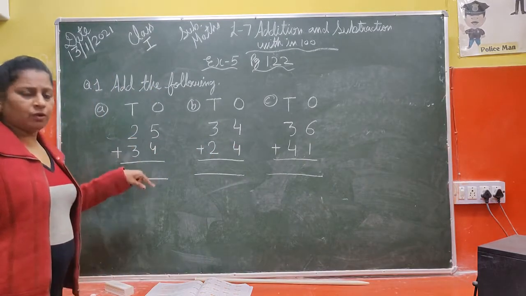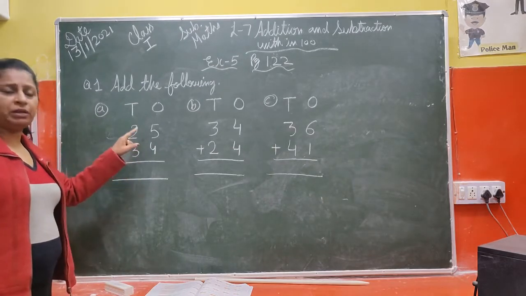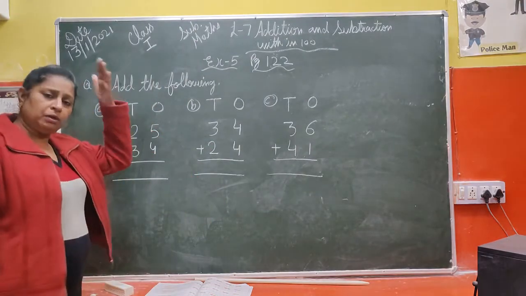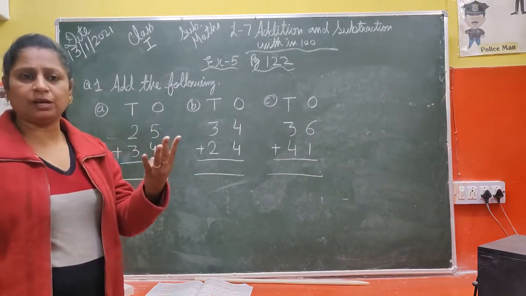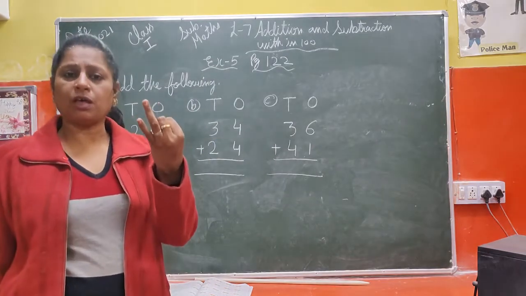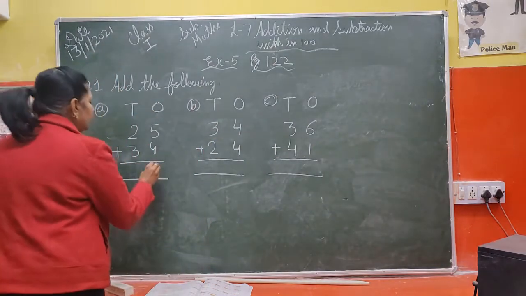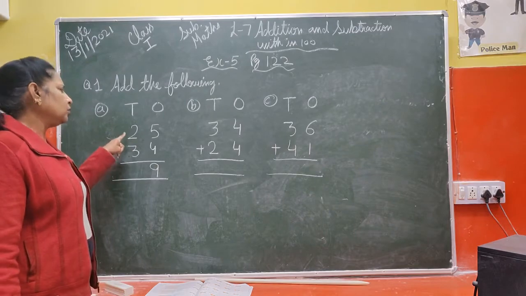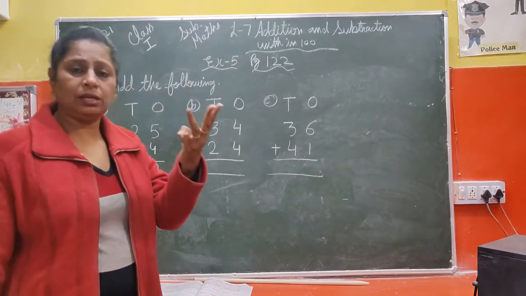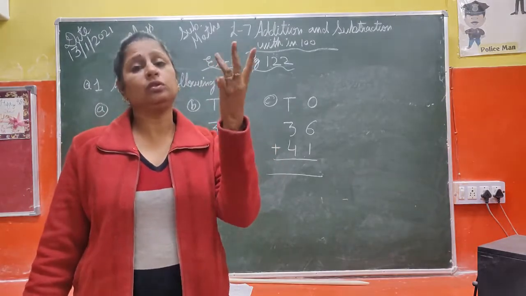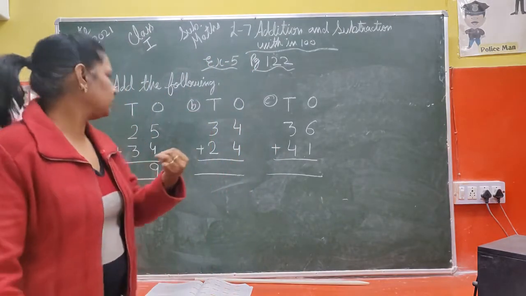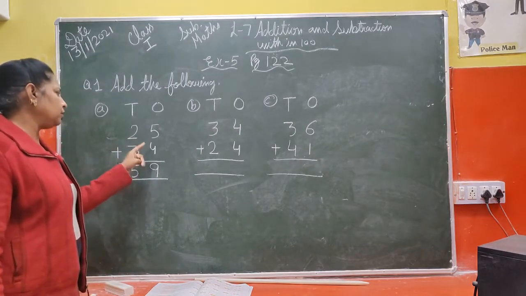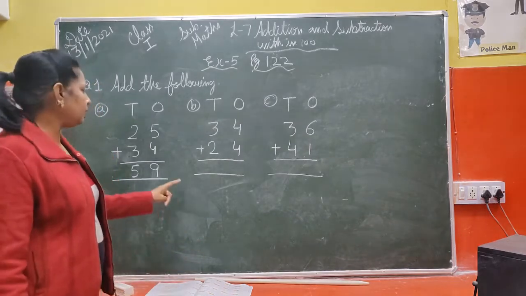एडिशन करने हैं आपको. Add the following 5 and 4. तो 1 नंबर को आपको अपने माइंड में रखना है और 1 नंबर को फिंगर तो क्रॉस प्लस करते हैं. 5 in my mind and 4 in my finger. So after 5, 6, 7, 8, 9. So answer is 9. Okay. Now this number is 2 and 3. So 2 in my mind and 3 in my finger. After 2, 3, 4, 5. So answer is 5. 25 plus 34, answer is 59.